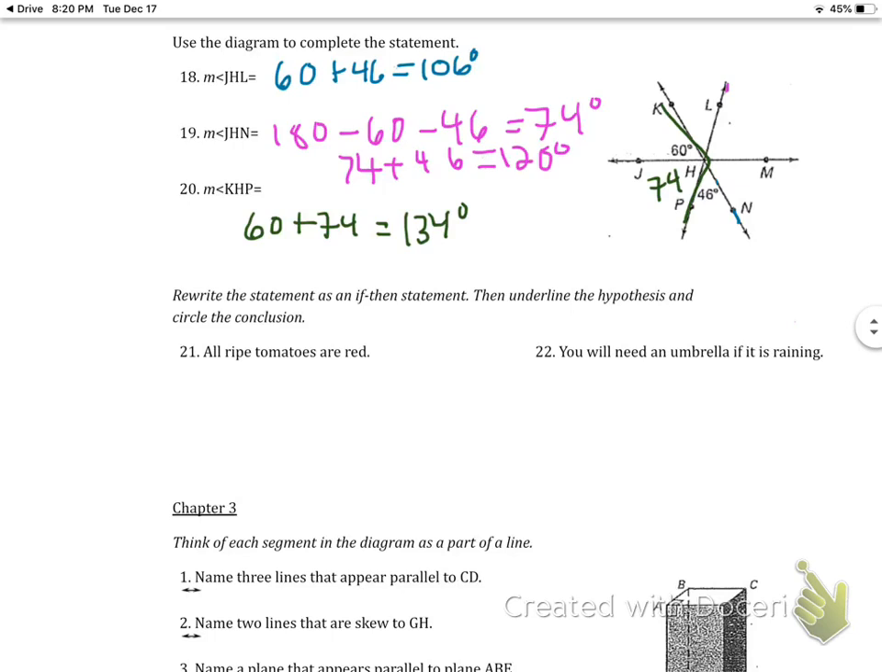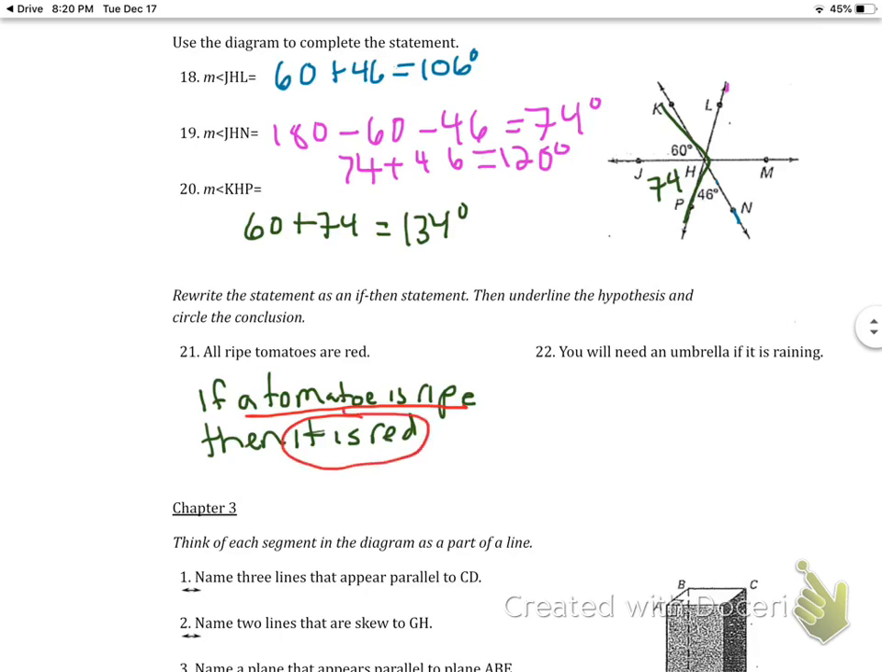Our next group says write the statement as an if-then statement, then underline the hypothesis and the conclusion. So remember, the if part is the hypothesis, the then part's the conclusion. So if we wrote this one out, we'd say if a tomato is ripe, then it is red. So if we're going to underline the hypothesis, it's the part not including the if. Or circle the conclusion, it's not including the then.